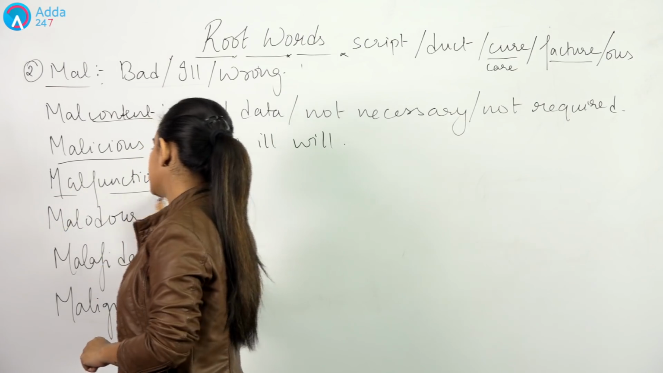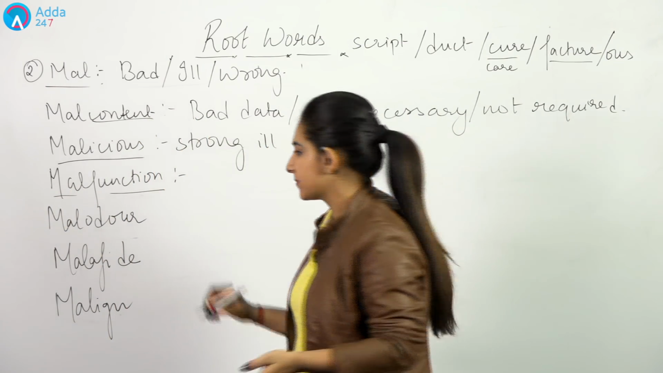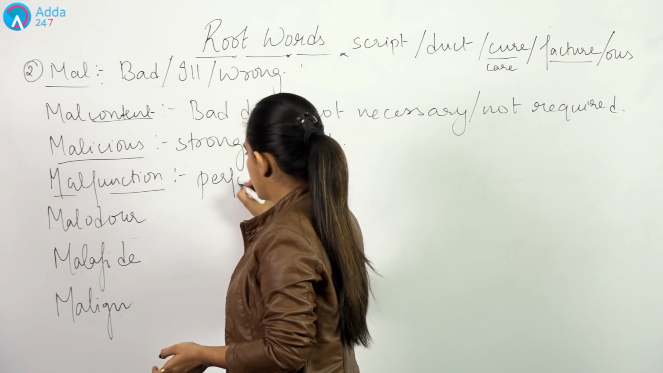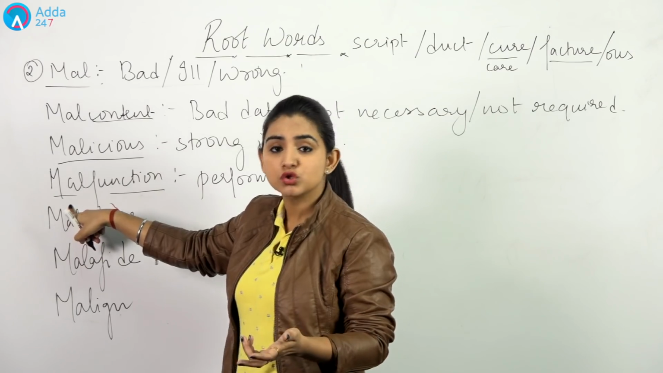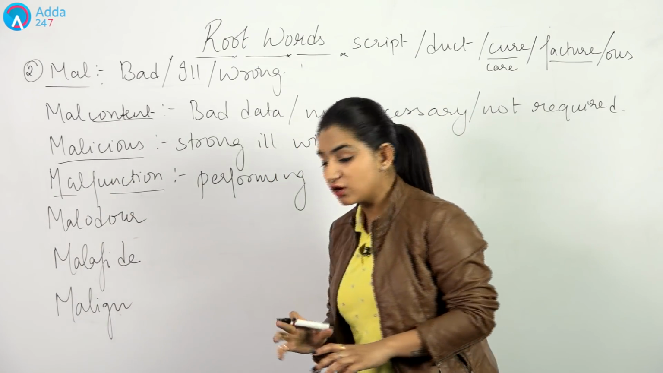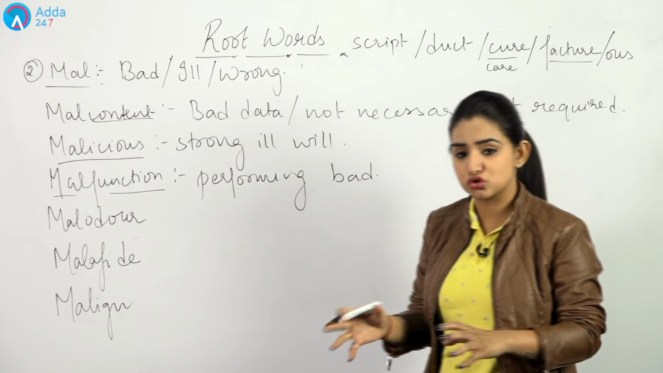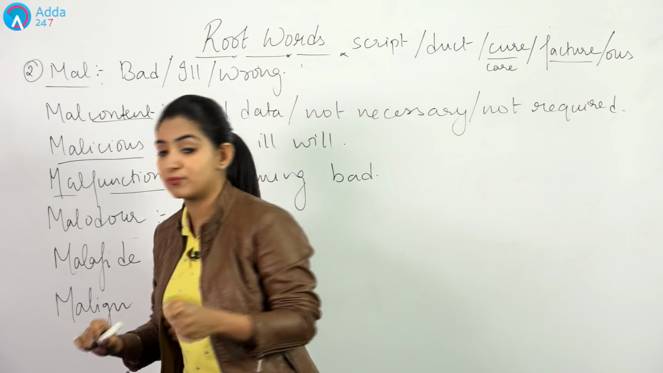Then we have malfunction. See, function is the word that is related to performance of something, right? So, function means performing. And if mal is used with it, so malfunctioning means what? Functioning bad. It is not functioning as it is supposed to be. So, malfunction is when something is not performing properly.